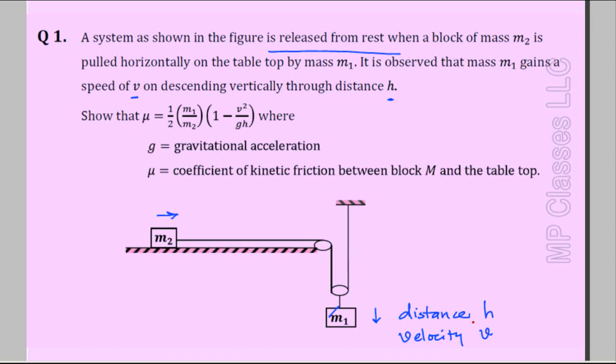Now there are a couple of things. Before that, what is asked? What we are asked to find is we have to show that the coefficient of friction mu is given by this relationship where we have M1, M2 in that ratio. The velocity v is appearing here, and g is of course the gravitational acceleration.